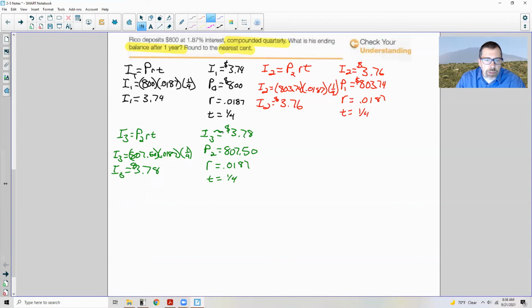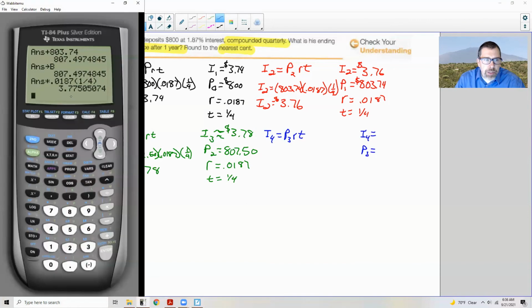All right, so really this should be an approximate, not an exact, whenever you have to round. And then finally, I sub 4 is going to equal my principal from the third quarter times my rate times my time. And my principal from the second quarter was B, so I'm going to take this plus alpha B, enter. And now we're up to 811.27.